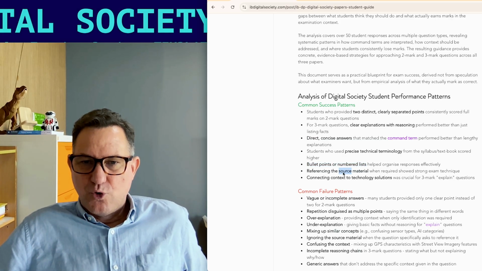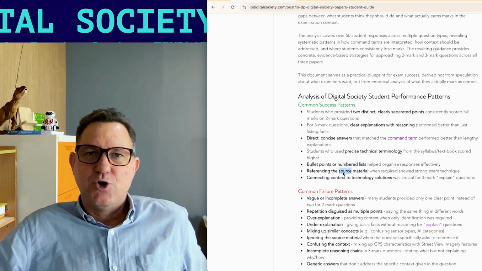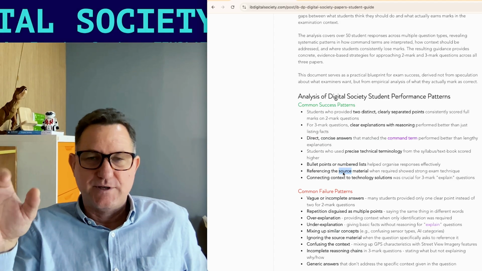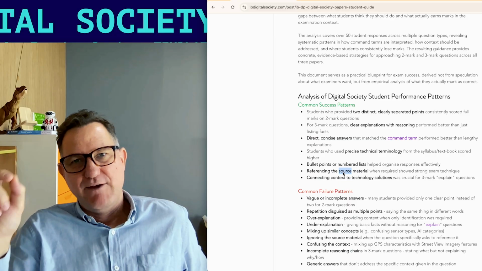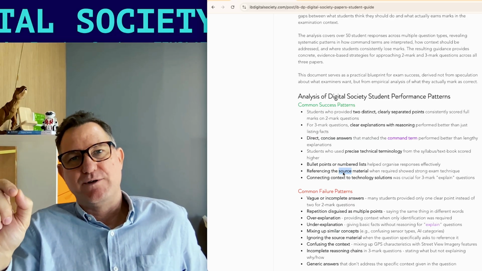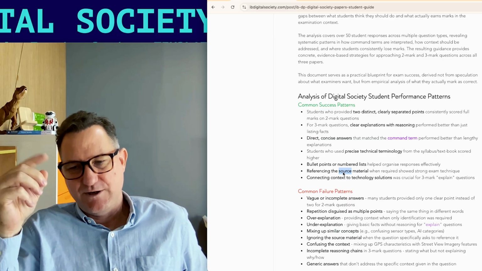Now, quite common is when you're asked an exam question, it says with reference to the source, and there's some kind of source provided. If it says that, make sure you reference the source. Find something from the source that you can actually put in your response.